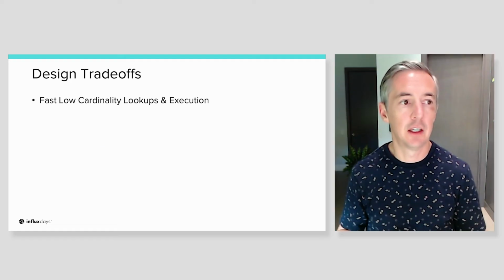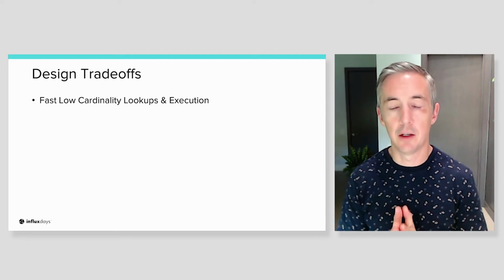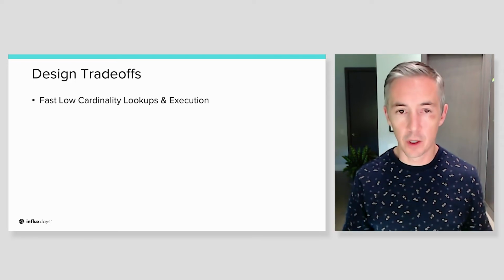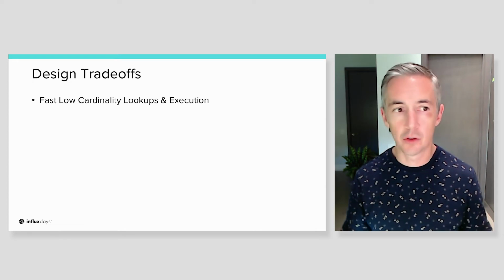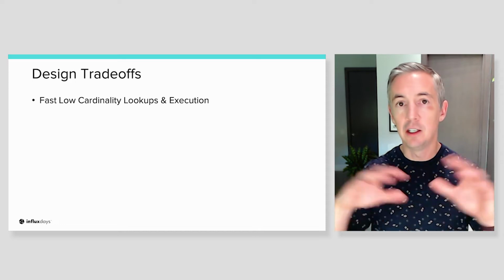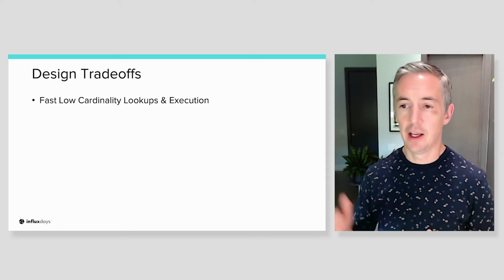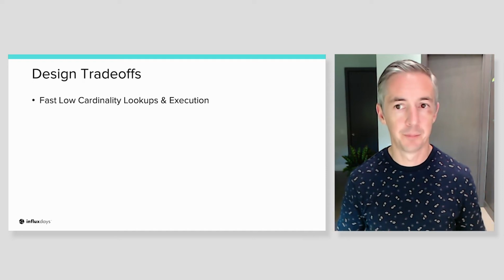Now, this design has a number of trade-offs, right? There are some things that it is optimized for and other things that it is not well optimized for. The first thing is that it's very, very fast with low cardinality lookups and execution, right? So we have that inverted index. A query that hits one individual time series, or a dozen or so, or even 100, is really fast because it uses the inverted index to narrow down to those individual series, and then it can jump right to those spots to pull the data out.